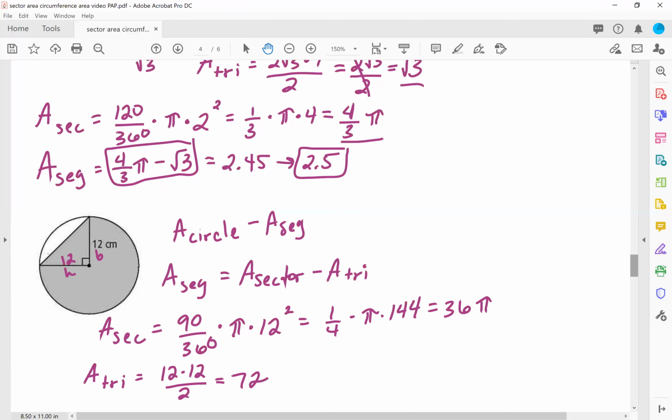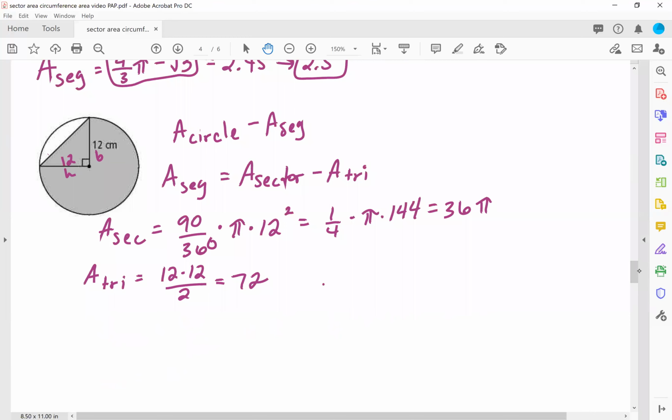Okay, so now the area of the segment, it's the area of the sector minus the triangle. So the sector is 36 pi minus, now our triangle is 72. Now I'm going to leave it like this because I want the exact answer.